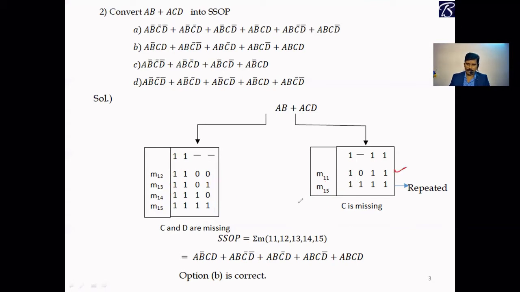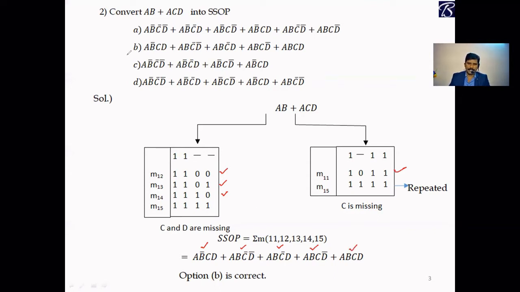11 means 1 0 1 1, that means A B bar C D. 12 means 1 1 0 0, that means A B C bar D bar. And 13 means 1 1 0 1, so A B C bar D. And 14 means 1 1 1 0, that means A B C D bar. And 15 means all ones, that means A B C D.